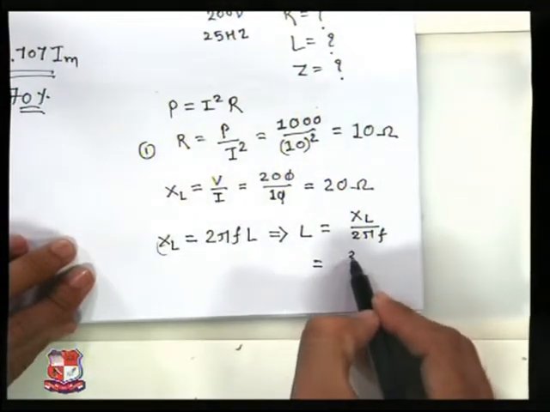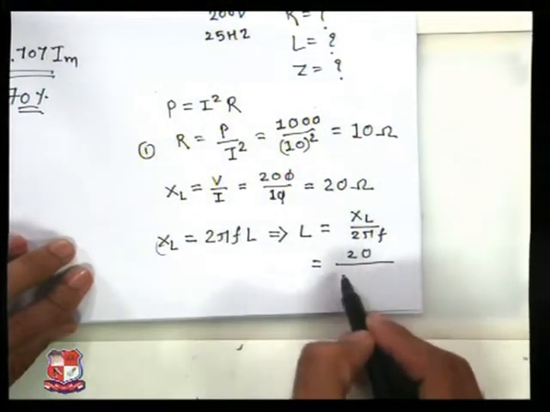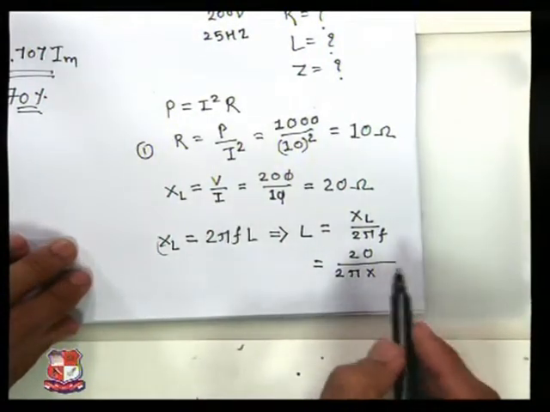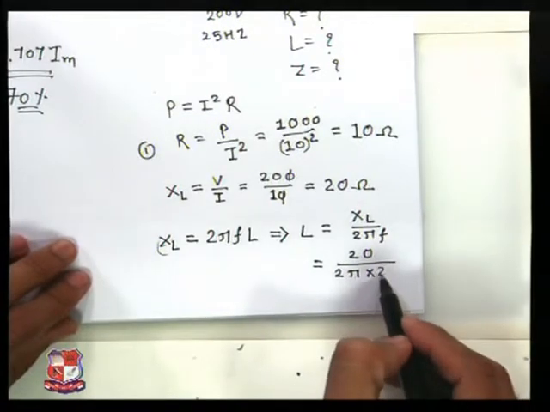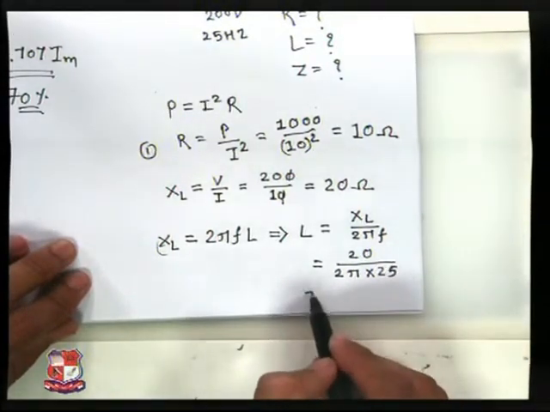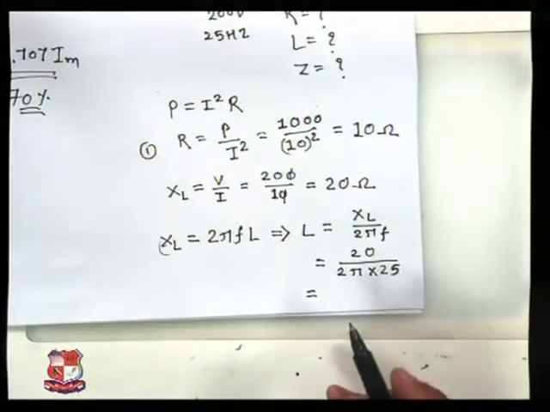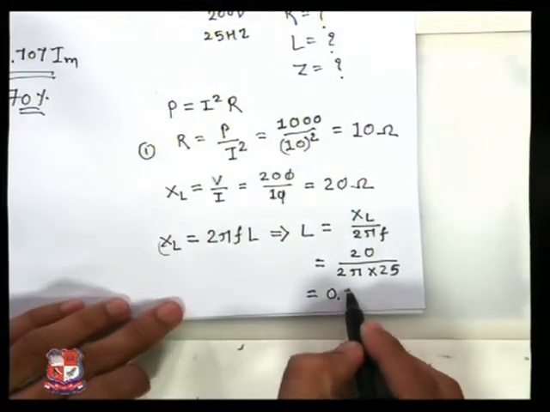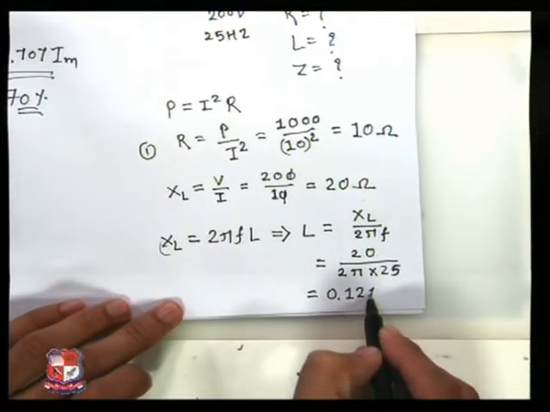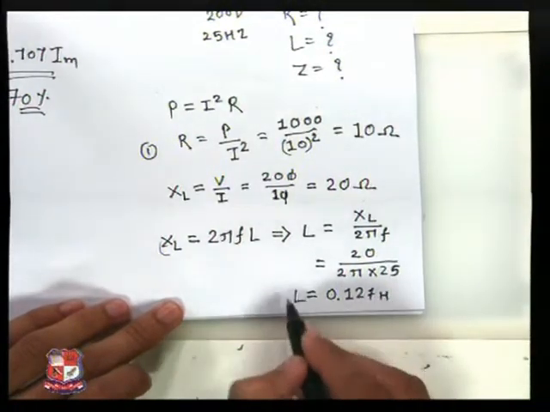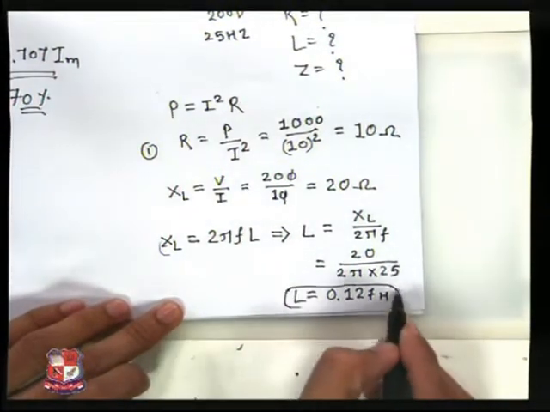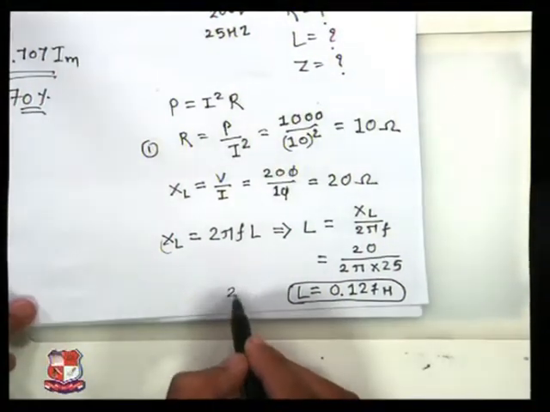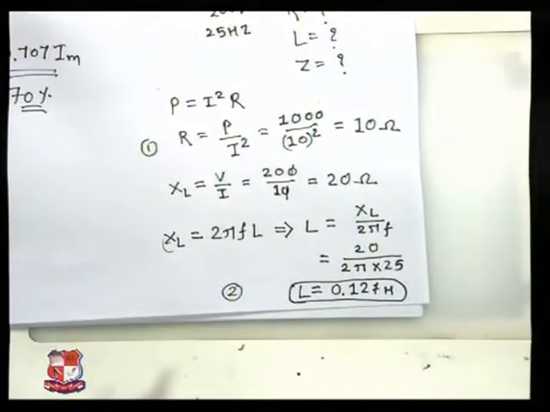So the value of XL is 20 upon 2 pi, and putting in the value of frequency, which is already given as 25, we get 0.127 Henry of inductance. So we get our second answer.